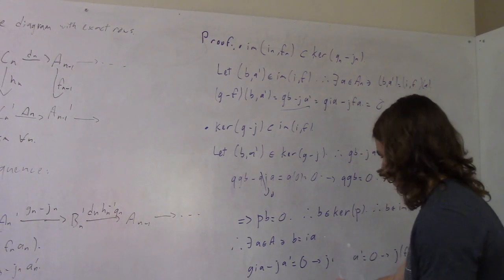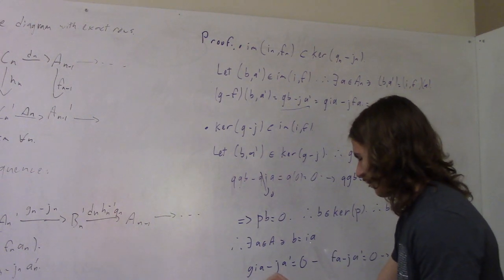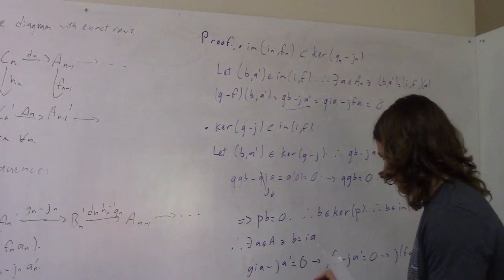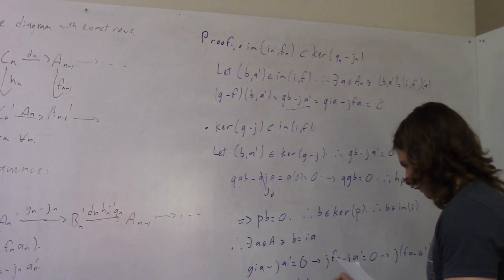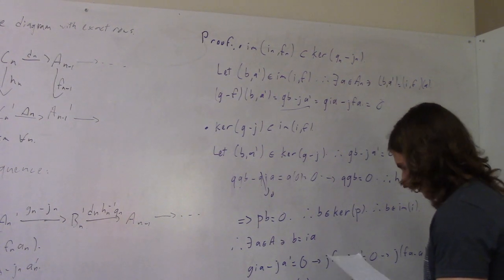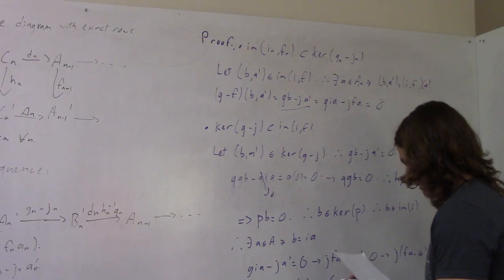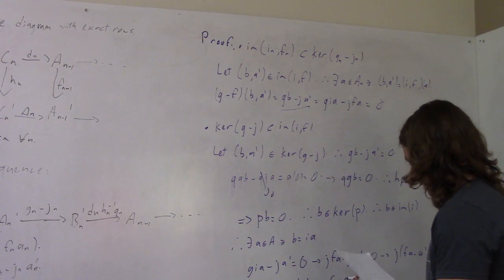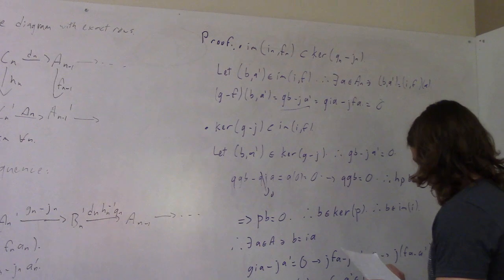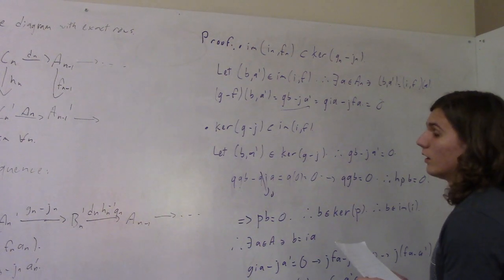No. FA. Which means that it's an element of the image. This diagram chasing, it's so natural. Okay. FA minus A prime is an element of the image of delta.